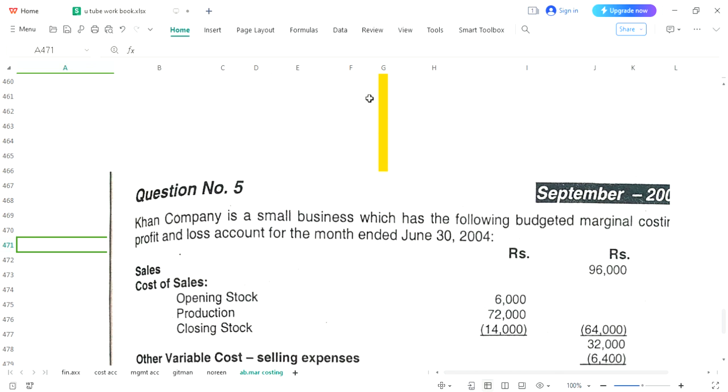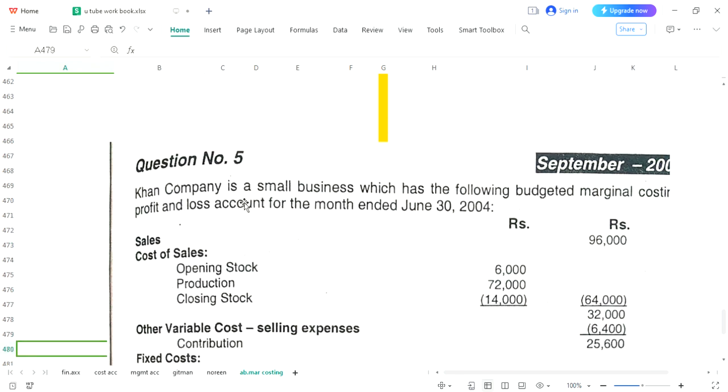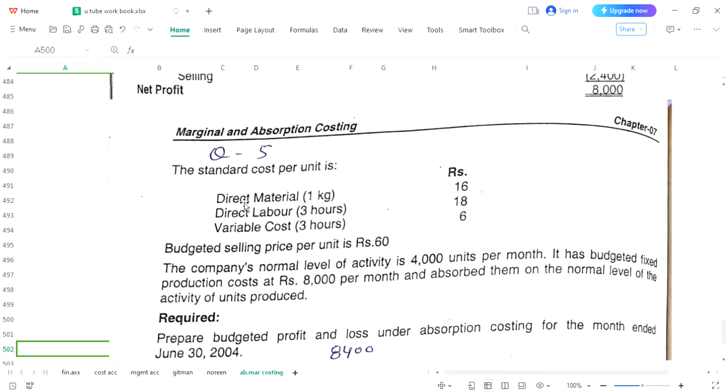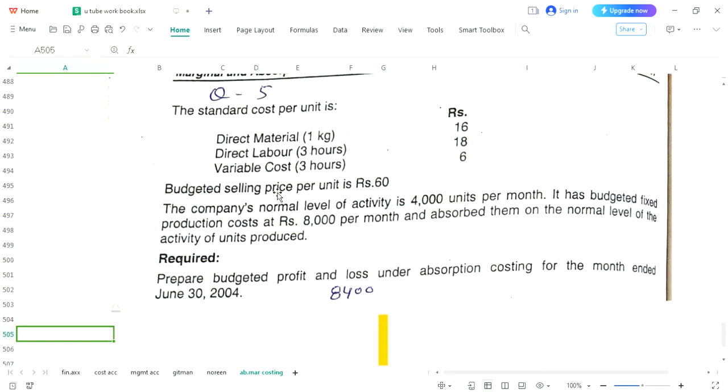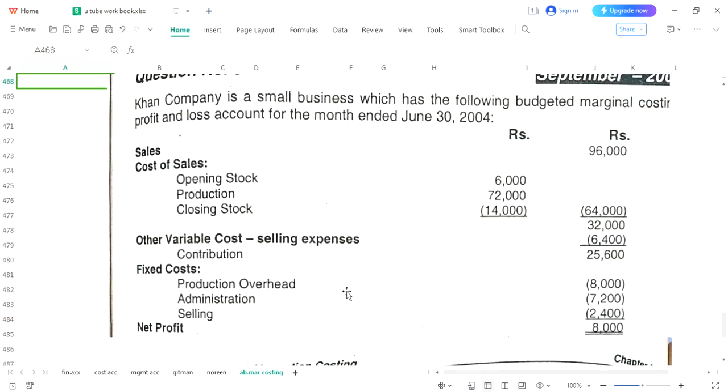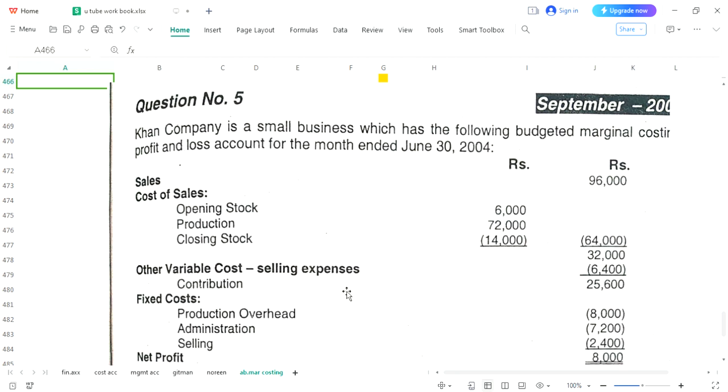Today's target is to solve question number 5, and the chapter we are related with is absorption and marginal costing. The question is a little different, though you can see the volume of this question has a length. It's a lengthy question, but there is only one answer. Just the opposite of what we have already done in previous questions. The question is long, but actually the good thing is it's not a lengthy question.